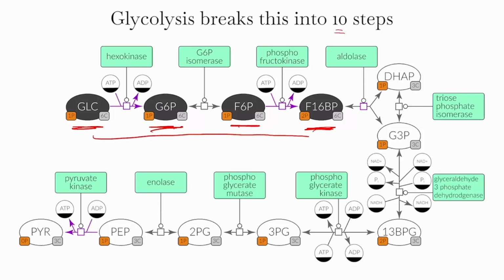All of these are 6 carbon molecules. We're then going to break that 6 carbon molecule into 2 3-carbon molecules. So this is a 3-carbon molecule, dihydroxyacetone phosphate, and another 3-carbon molecule, glyceraldehyde 3-phosphate. At this point, the pathway has doubled because we've taken 6 carbon units and made them into 3. And then those 3 carbon units all go through glyceraldehyde 3-phosphate, to 1,3-bisphosphoglycerate, 3-phosphoglycerate, 2-phosphoglycerate, phosphoenolpyruvate, and pyruvate.